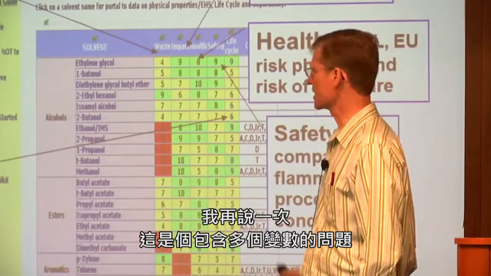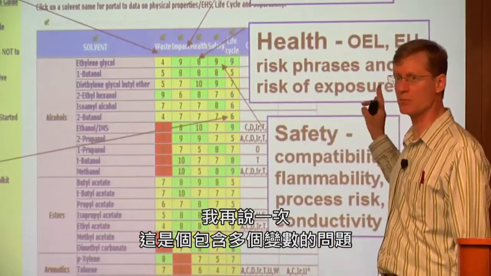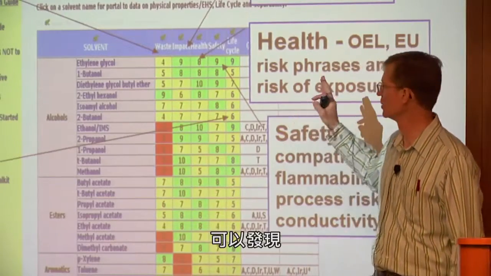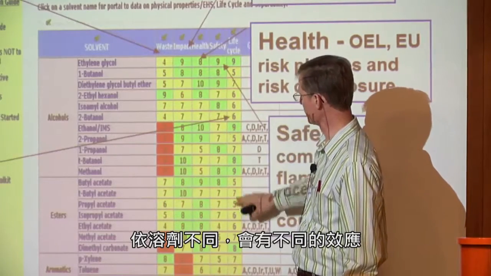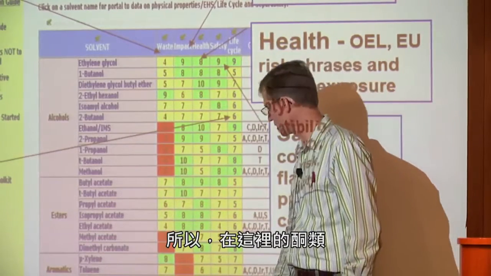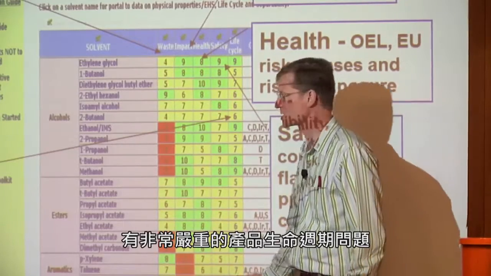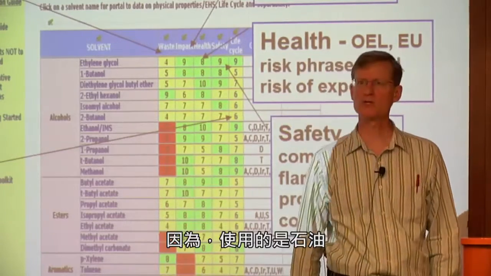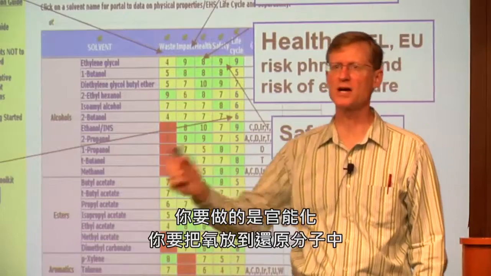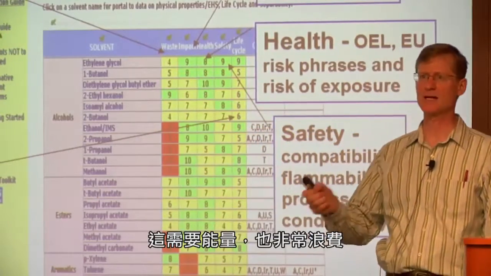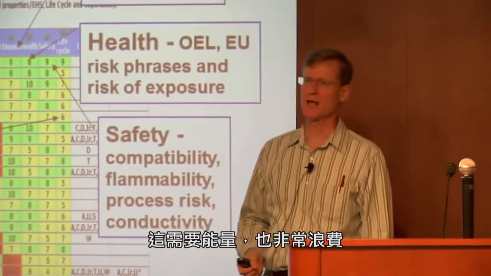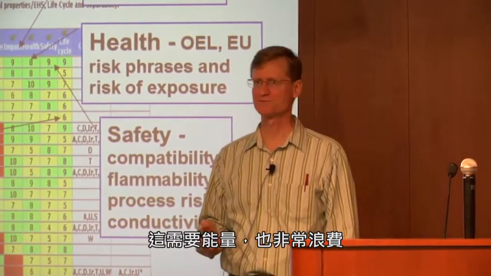And what I can say, again, it's a multivariate problem, right? You can see that depending on the solvent, they have different effects. So down here when you're into ketones, there's a tremendous life cycle issue because you're taking petroleum and you're functionalizing, you're putting an oxygen on a reduced molecule. That takes energy. And it's also very wasteful.